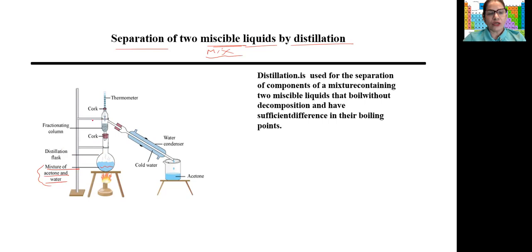Then you have a fractionating column here, and a condenser, a water condenser, because we want to separate out the components. When this mixture is heated, the vapors will pass through this fractionating column. This is the cold water. First the acetone will cool down and collect here, and the water will remain here because there is a sufficient difference in boiling point.